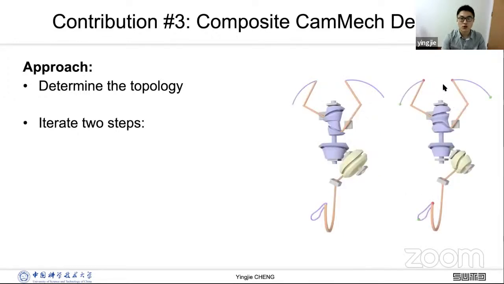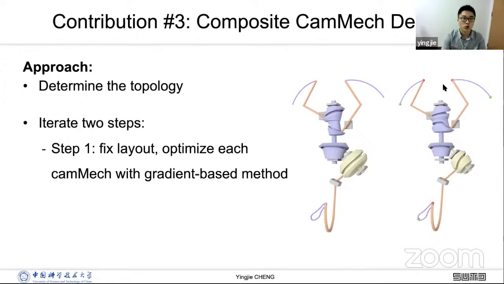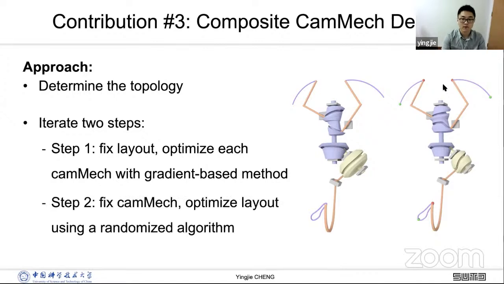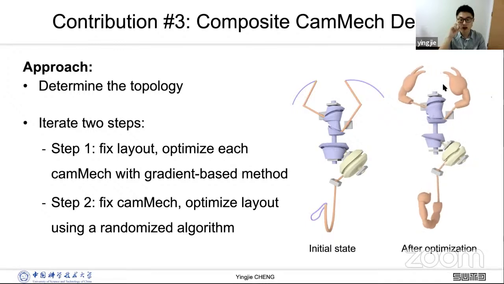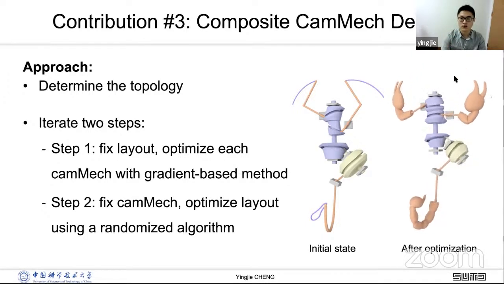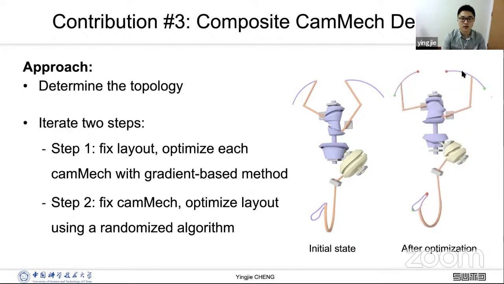After determining the topology, we iterate 2 steps for solving geometry. First, we fix the layout parameters and optimize each CamMech with the gradient-based method, since all geometry parameters of each CamMech are differentiable. Then we fix the CamMechs and optimize the layout parameters using a randomized algorithm. And iterating the above 2 steps, we get the final result. Here is showing this video. The scorpion is attacking.